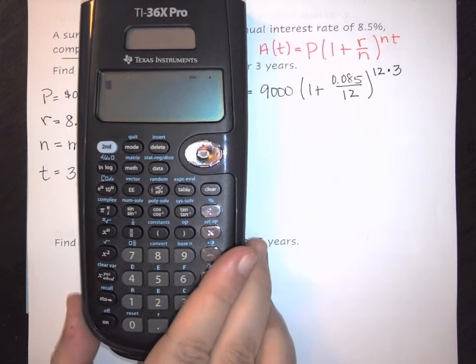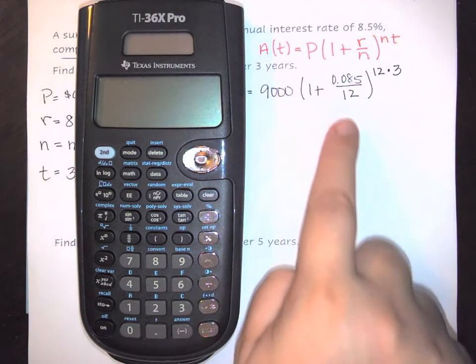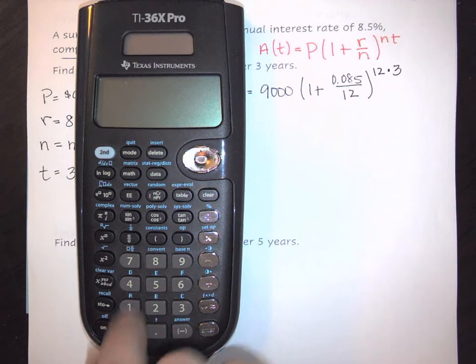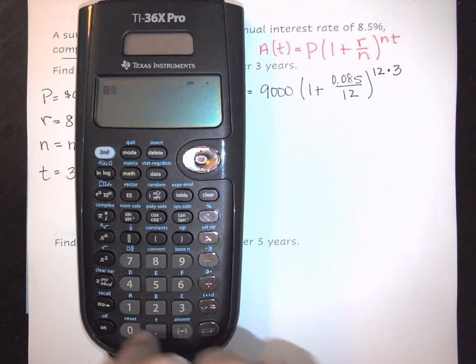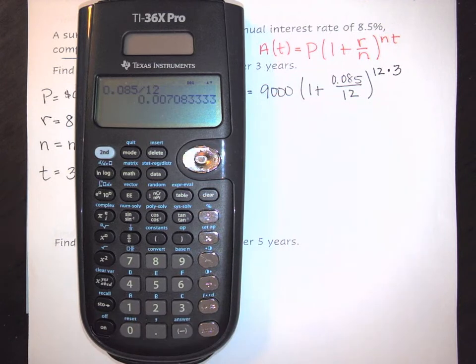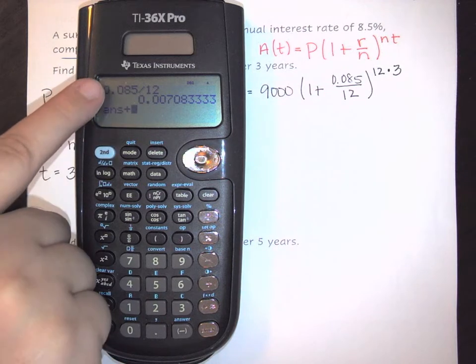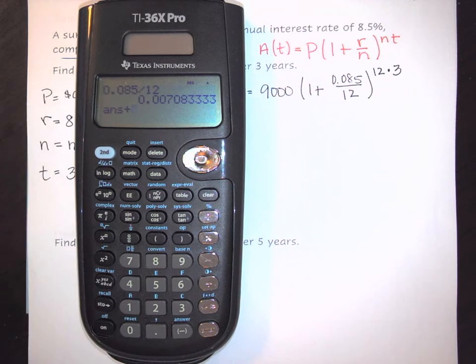Doing everything individually says you're going to start inside your parentheses. So we're going to start with the fraction, 0.085, and we're going to divide that by 12, and hit enter. And then we're just simply going to add 1. Notice it says ANS, for answer. ANS is going to be the number that was housed right above it, and we're going to add 1 to that answer.